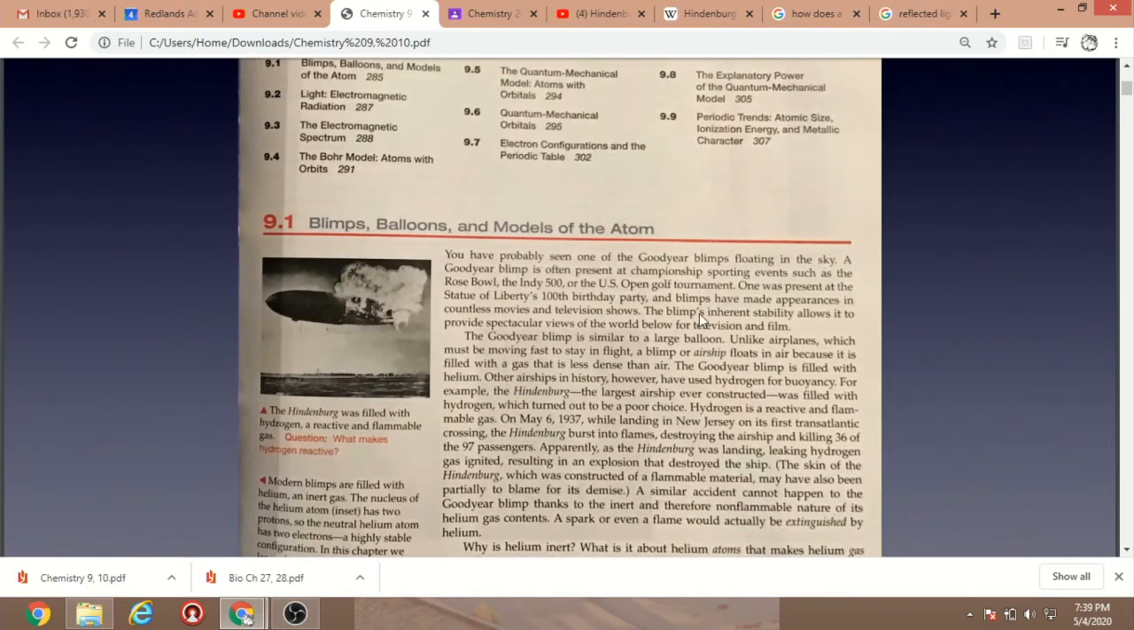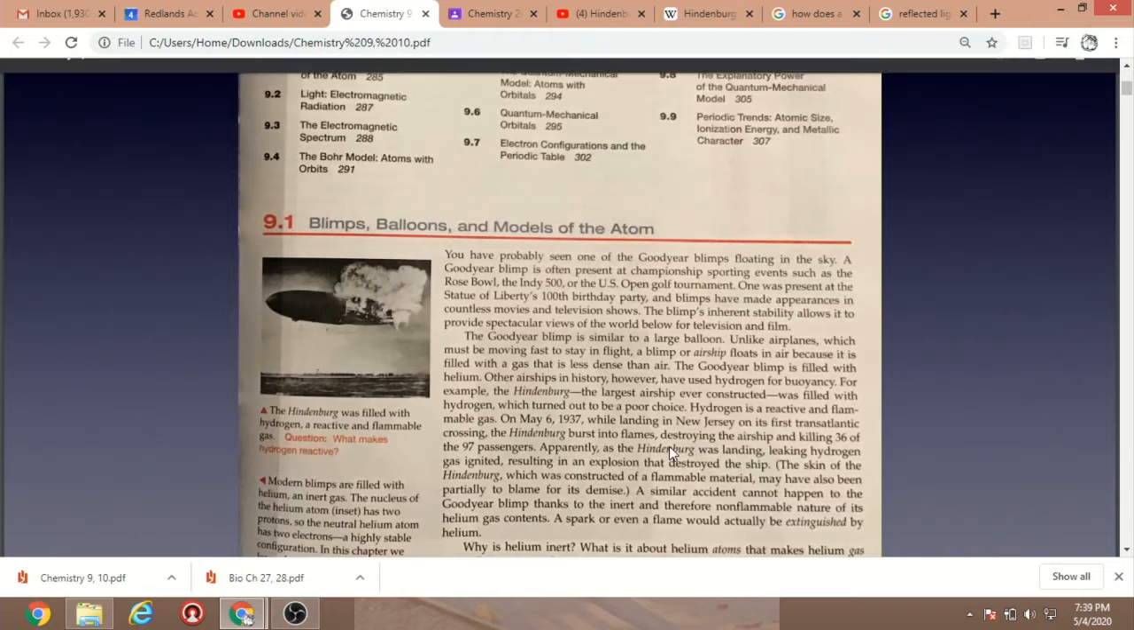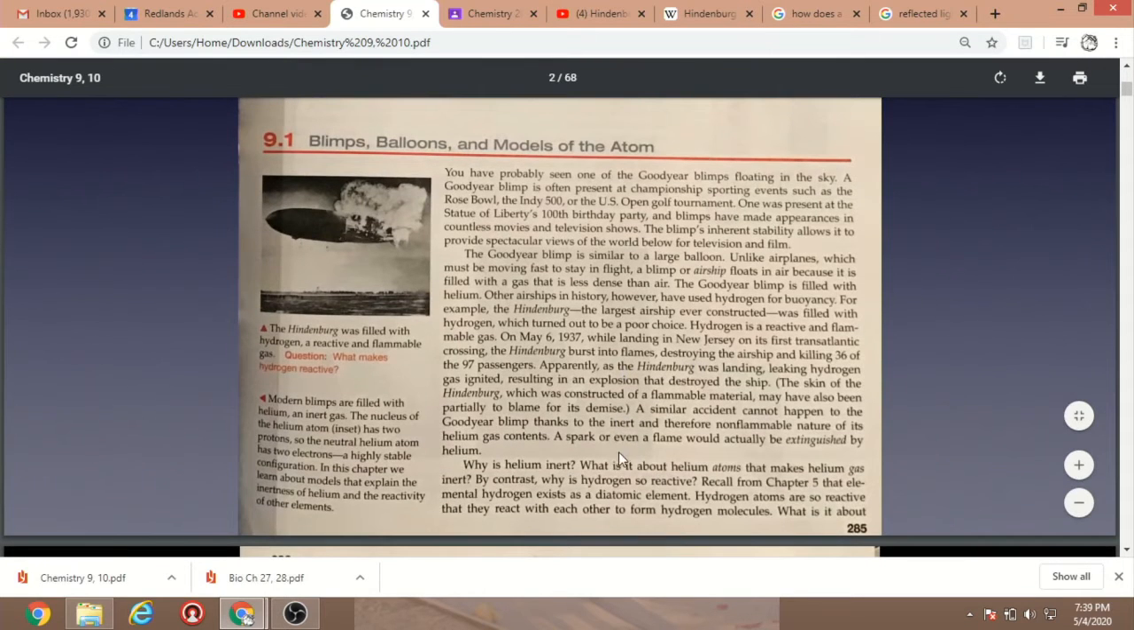Hey, so this is cool, guys. Well, no, I shouldn't make light of this, but I love explosions, and this is sad that it caused the death of 36 people. But what an explosion this was. Man, I mean, the Hindenburg is quite the reaction.